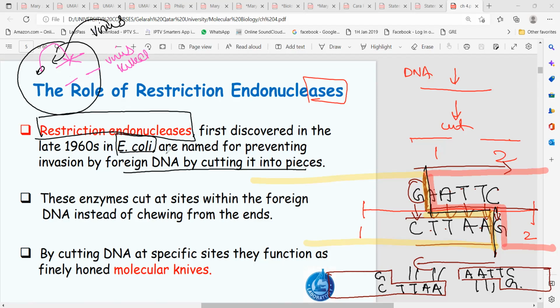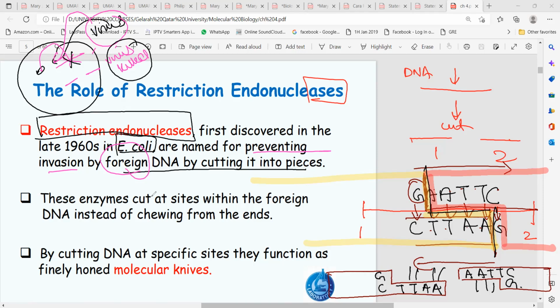Okay? So a foreign particle means anything which is coming from outside. So, preventing invasion: the virus is trying to invade this bacteria, but the bacteria has restriction endonuclease, an enzyme which will cut the DNA of the virus, and by cutting the DNA, it will kill the virus. Okay?